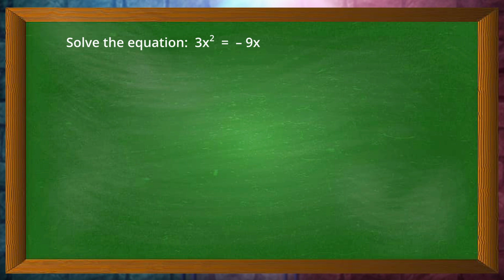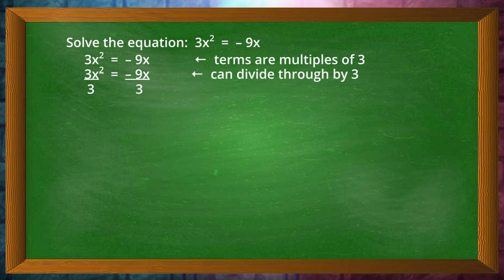Here is a chance for you to try solving a quadratic equation. Solve the equation 3x squared is equal to minus 9x. It is a quadratic equation, but did you notice that all the terms are multiples of 3? The first thing to do is to divide through by 3. You are allowed to do this because it is an equation. Just remember to do the same thing to both sides. This makes the numbers smaller and easier to work with.